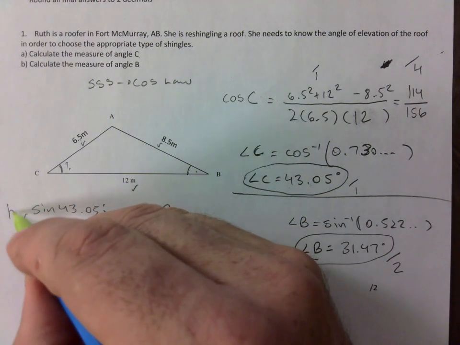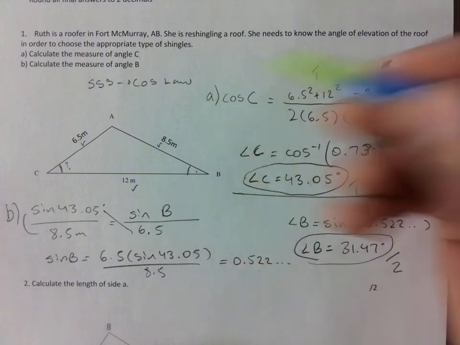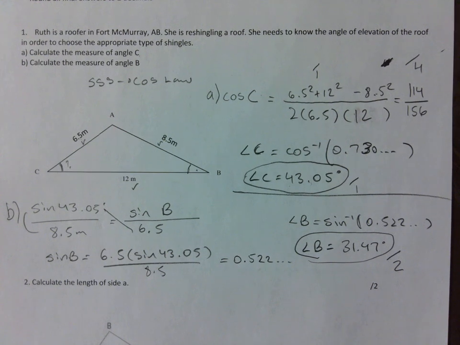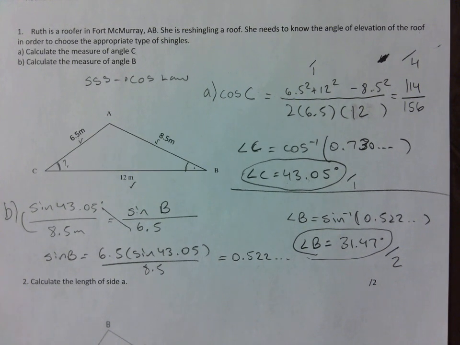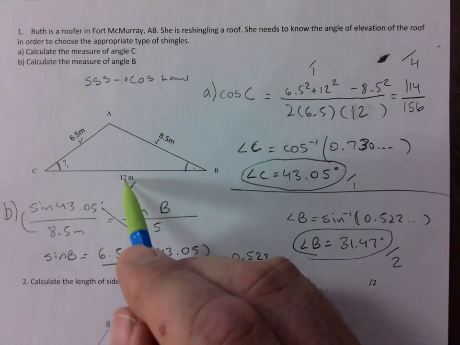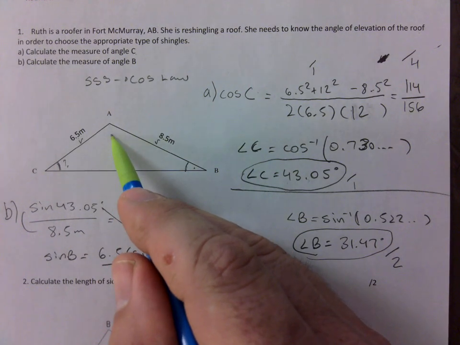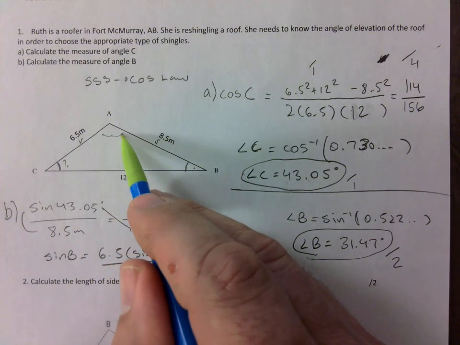So this is technically part B. This is part A for me. If you use cosine law again, you should get the same answer. So which one is the largest angle here? It's 12, Mr. Dirksen. Close. It's the one across from 12. Right? 12 is the longest side, so this one is it.